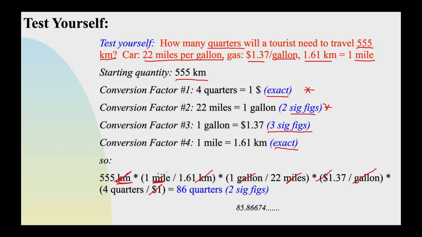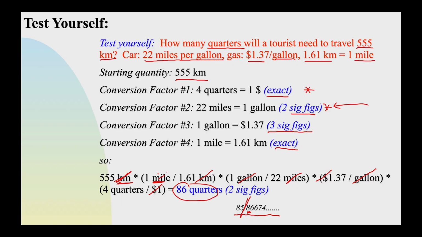And if you did that problem correctly, the calculator comes up with a huge number. But because of the number up here, the miles per gallon, that's going to be a 2 sig fig value. So 85.86674, etc. We want to cut off at 2 sig figs. That would be the 8 and the 5. The next digit is between 5 and 9, so we're going to round up. 86 quarters is going to be needed.